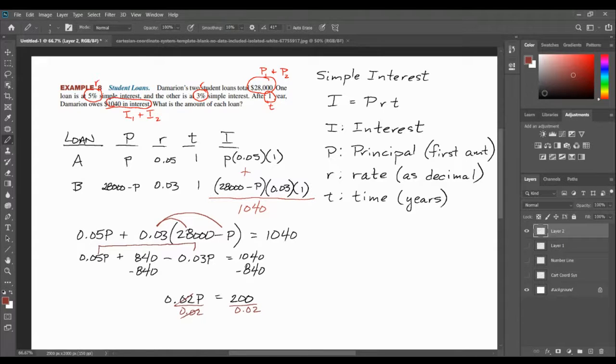So those will cancel. 0.02 divided by 0.02 is 1. So I end up with 1p equals 200 divided by 0.02, which is 10,000. Now P represents the amount in loan A. So loan A is going to get $10,000. Loan B gets 28,000 minus P, and 28,000 minus 10,000 is 18,000.